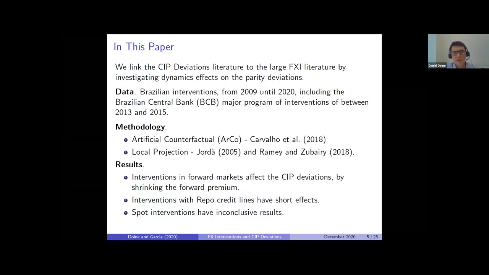And what we do in this paper, as I said, is link these two literatures. So we are basically adding another variable to the CIP deviations literature. Since the global financial crisis, we are seeing many papers trying to understand what could lead to these deviations, with a lot of variables such as capital flows, mobility, and these kinds of things. And we add to this literature by studying the interventions, right? We use data from Brazil, basically. Our sample goes from 2009 until 2020, until now, and especially we focus on a program that the central bank ran in 2013 and 2015.